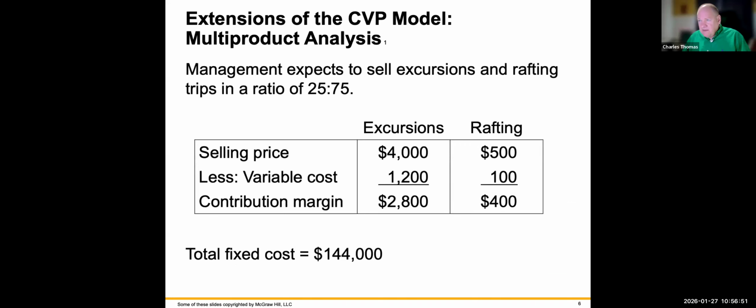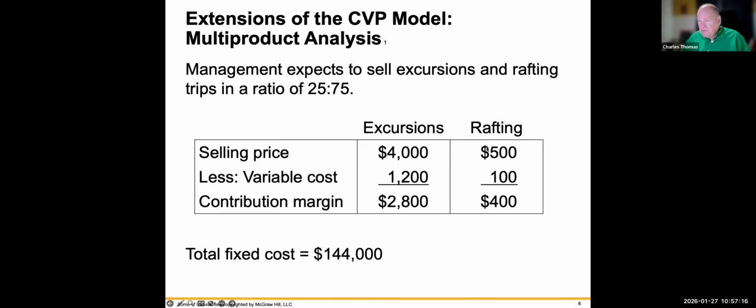So let's look through the example here. I'm not going to take time to go through the example bit by bit, but I'll show it on the slides and you can go through those at your own pace. We're going to start with the 75/25. We've got the excursion, that's one of our services. We've got rafting, that's another one of our services. You can see each one of them has a selling price, its own variable cost, a contribution margin, and then we have a total fixed cost.